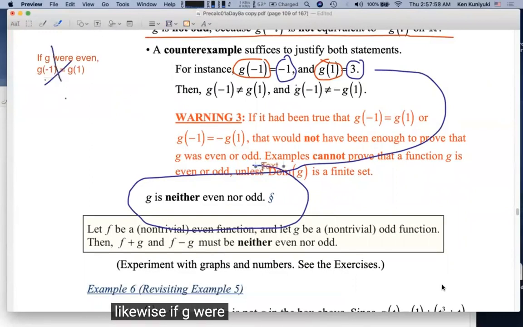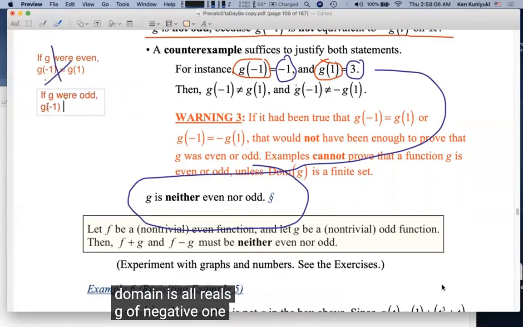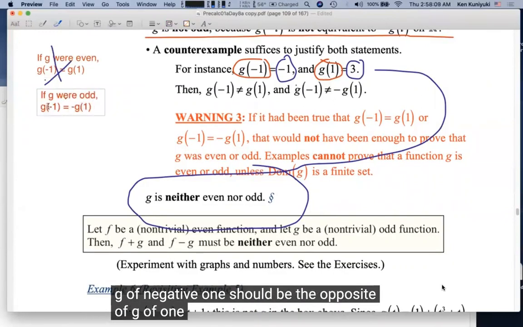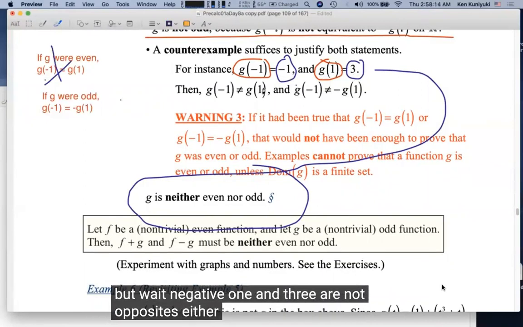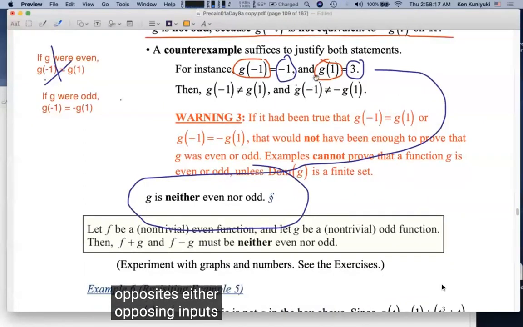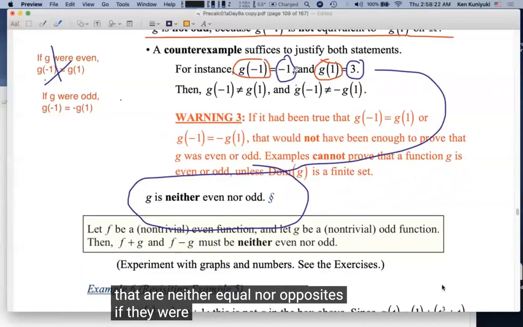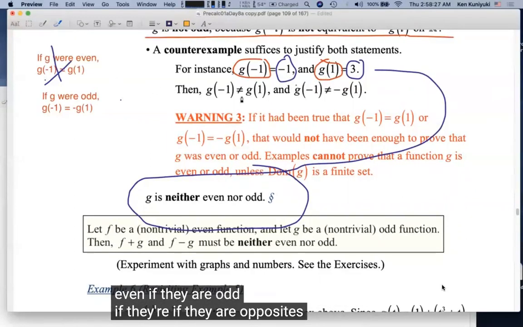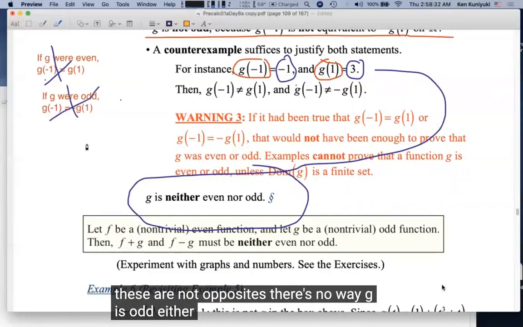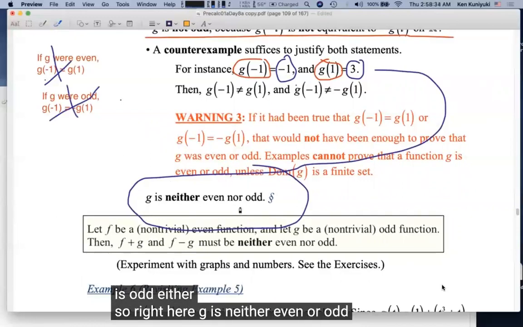Likewise, if g were odd, then g of -1, remember the domain is all reals, g of -1 should be the opposite of g of 1. But wait, -1 and 3 are not opposites either. Opposing inputs yield outputs that are neither equal nor opposites. If they were equal, there's a chance g is even. If they were opposites, there's a chance g is odd. These are not opposites, there's no way g is odd either. So right here, g is neither even nor odd.